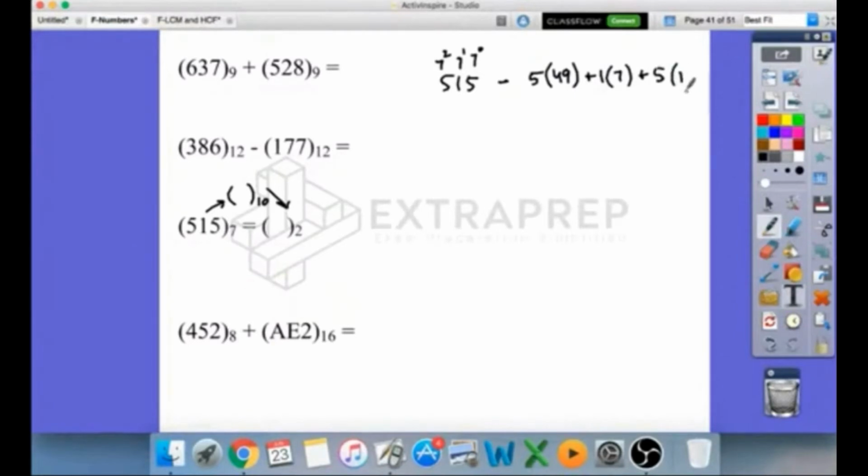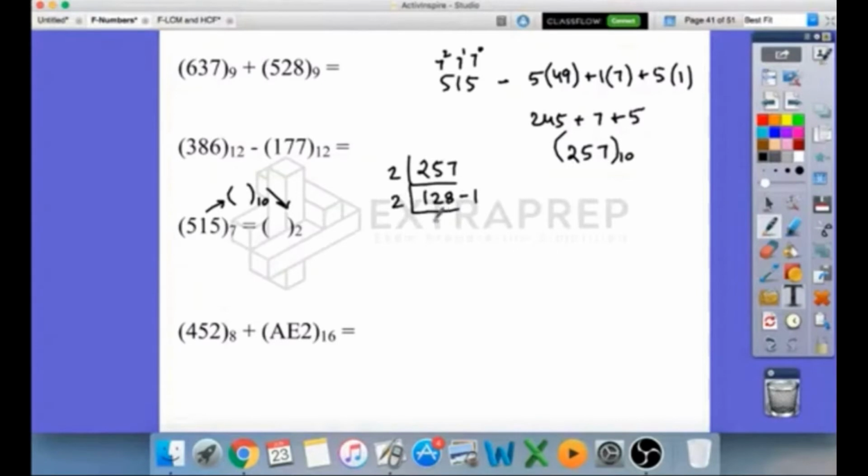7 power 0 is 1. Now 5 nines are 45, 5 fours are 20, so that's 245, plus 7 plus 5, 257 base 10. Now you'll have to convert 257 base 10 into binary. So 257 divided by 2. That goes 128 times and the remainder is 1.